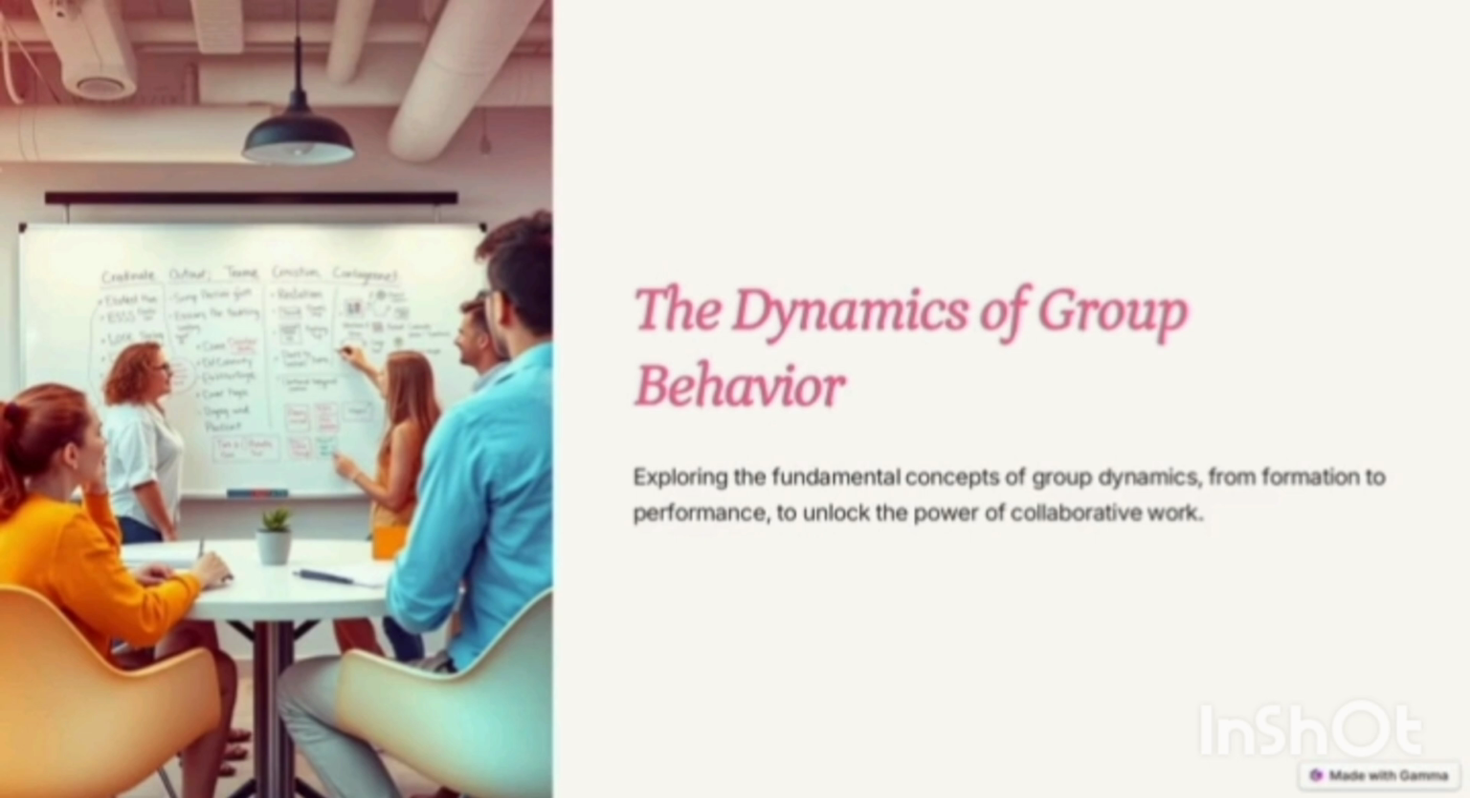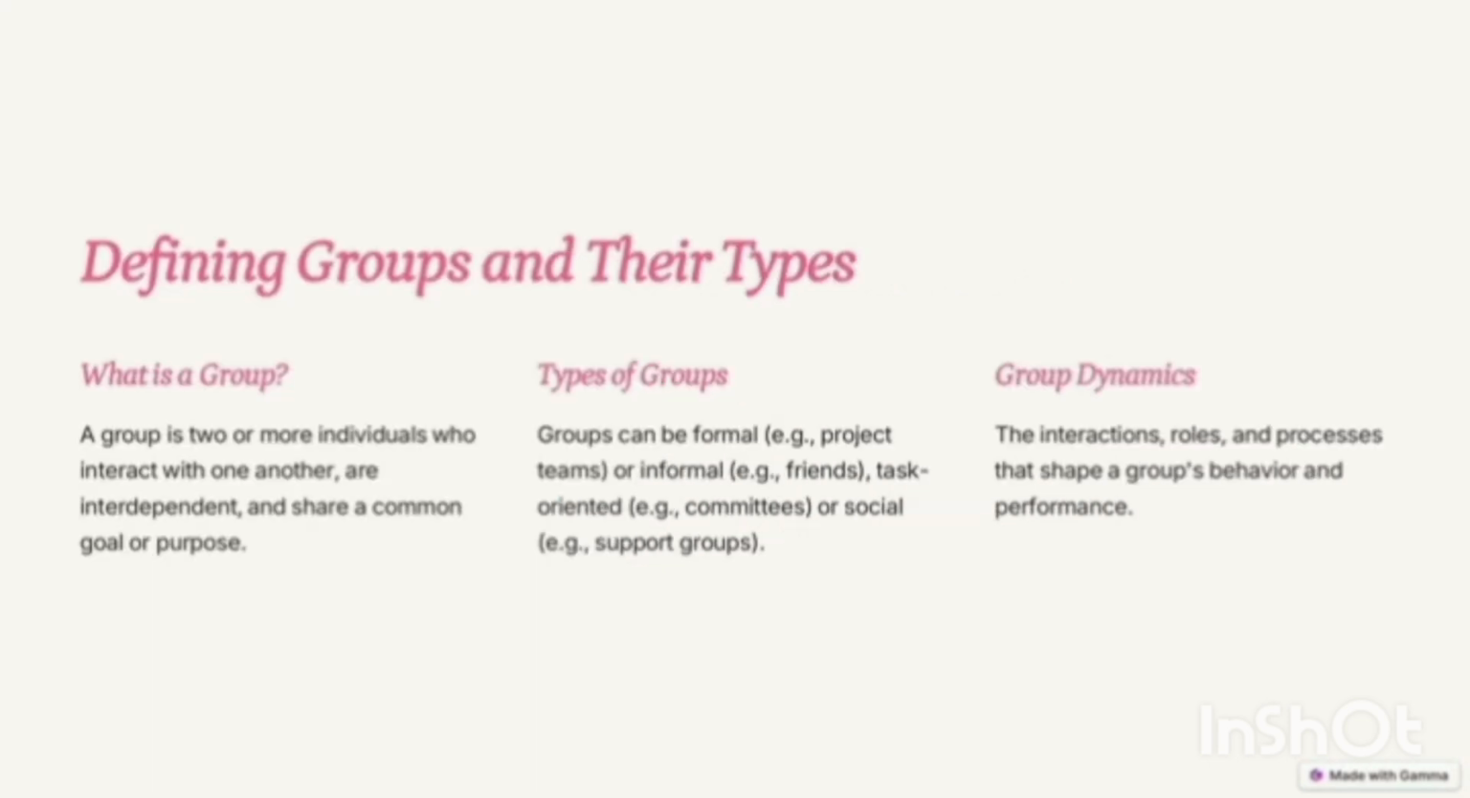And finally, we will discuss decision making techniques and effectiveness. Let's dive in. What is a group? A group is defined as two or more individuals who interact and depend on one another to achieve common goals. Groups play a crucial role in organizations, shaping culture, productivity, and dynamics.